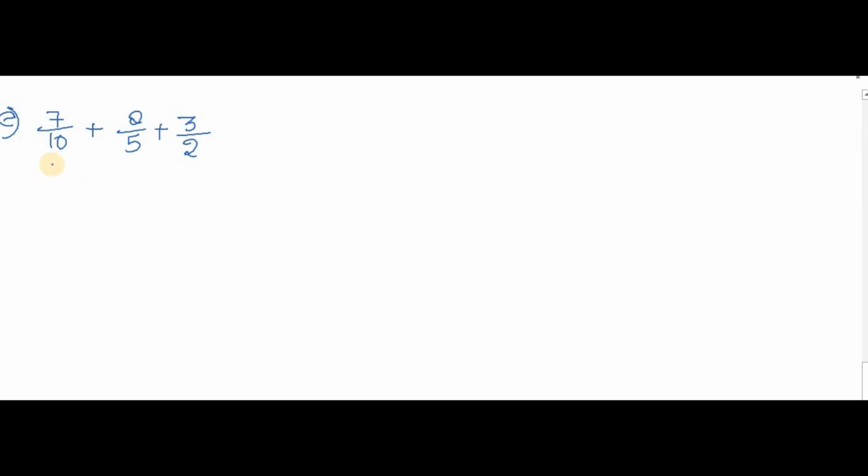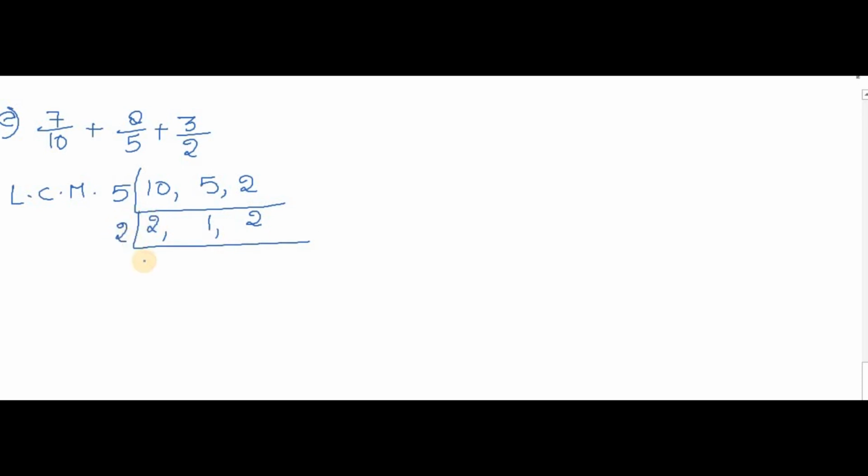So here we have the 3 denominators, so we couldn't go for cross multiplication here. So we have to go for LCM of the denominators, that is 10, 5 and 2. And 10 and 5 will go in 5 table, so 5 2s are 10, 5 1s are 5. And in 5 table 2 will not come, so we'll write 2 as it is. And now 2 table, 2 1s are 2. We are doing LCM with the prime numbers, so we can stop whenever we get prime numbers here.